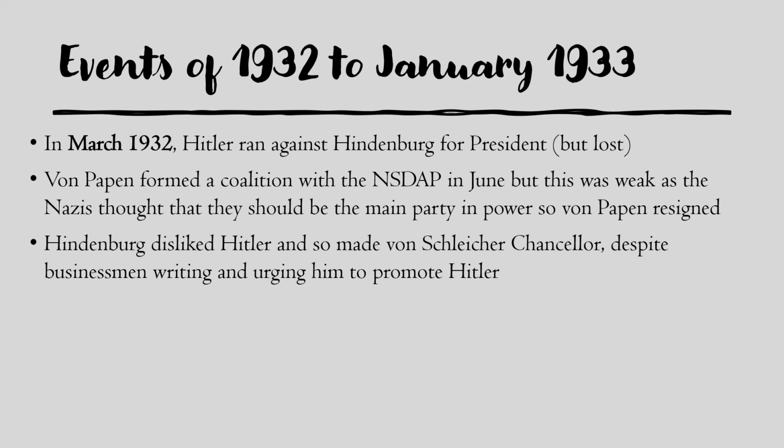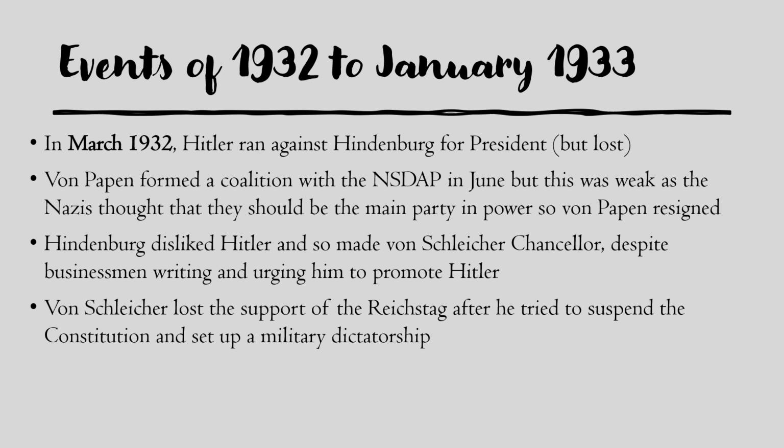Because Hindenburg really disliked Hitler, he didn't want to make him chancellor, even though businessmen were writing to him and saying, you know, please promote Hitler. He didn't, and so he chose someone else. He chose an old military person called von Schleicher to be chancellor. Von Schleicher, however, was revealed to the Reichstag to be talking to Hindenburg about suspending the constitution and setting up a military dictatorship. The Reichstag found out, and they voted against him, he lost their support, and so they kicked him out as chancellor.